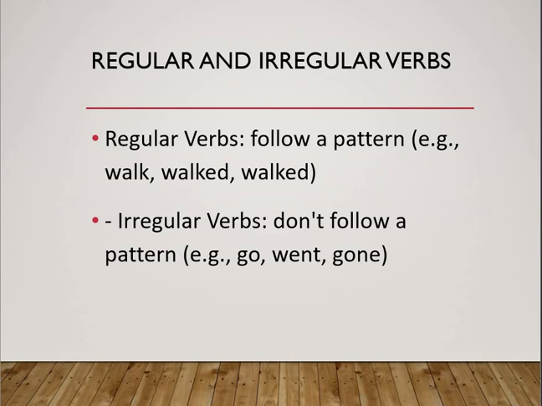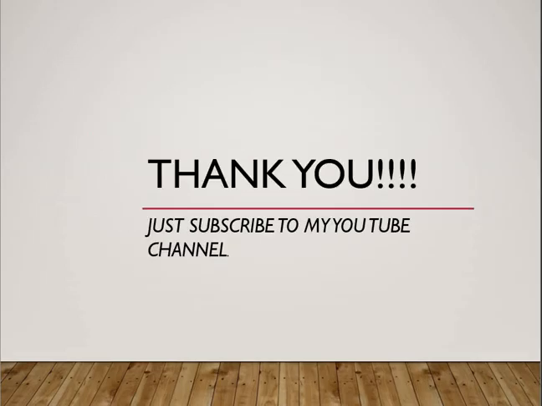Then when we talk of the irregular verbs, it is in contradiction with the regular verbs. Why? Because these types of verbs don't follow a particular pattern. For example, the present tense of the verb go. In the past tense, we say went. And then in the past participle, we say had gone. So I think you have been following what I was saying.